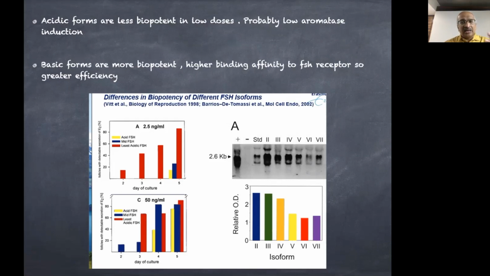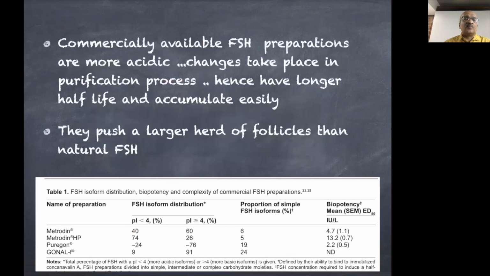But if you're using larger doses, let's say 225 or 300 IU, it wouldn't make much difference what kind of preparation you use. And that's what is reflected in various studies. Also, the ESHRE guideline on ovarian stimulation says you can use any kind of gonadotrophin in the process of IVF. The commercially available FSH preparations are more acidic.